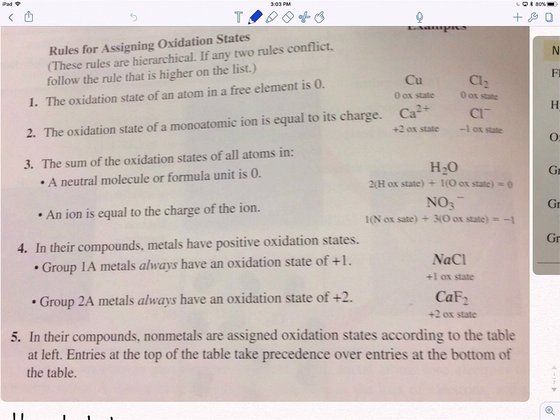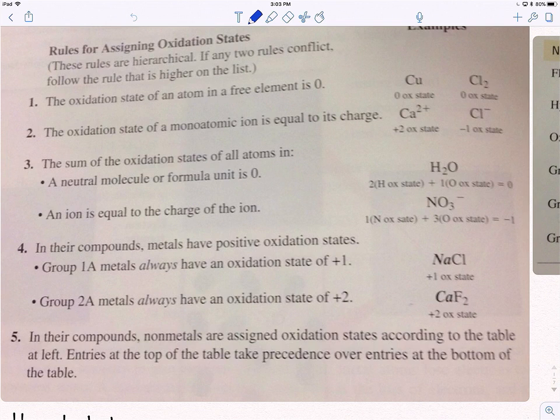So water, H2O here, two times the oxidation state for hydrogen plus one times the oxidation state for oxygen is equal to zero. And for nitrate, minus one is the charge of the total ion. So minus one equals nitrogen's oxidation state plus three times oxygen's oxidation state.